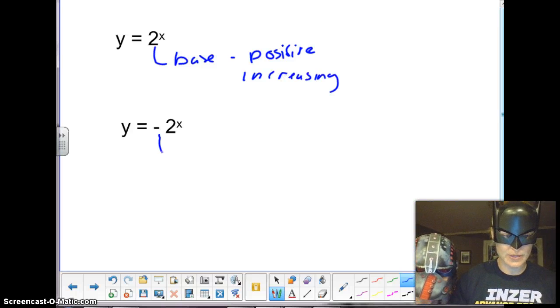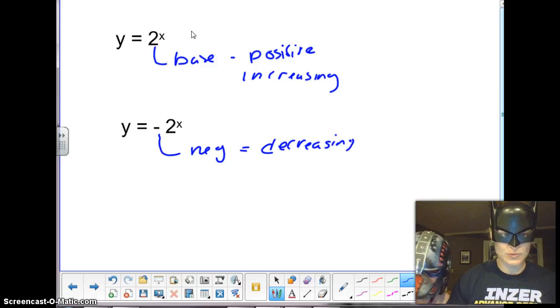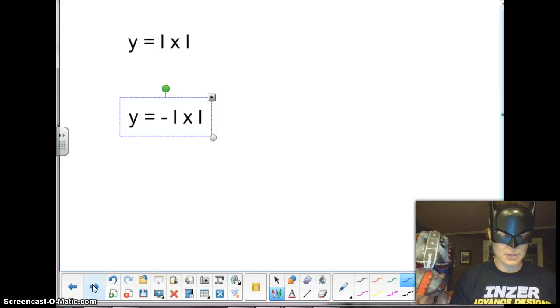function. And when our base number is negative, we will have a decreasing function. And that's just like linear. When it's positive, it's increasing. When it's negative, it's decreasing. Okay? So looking at this, these are absolute value.